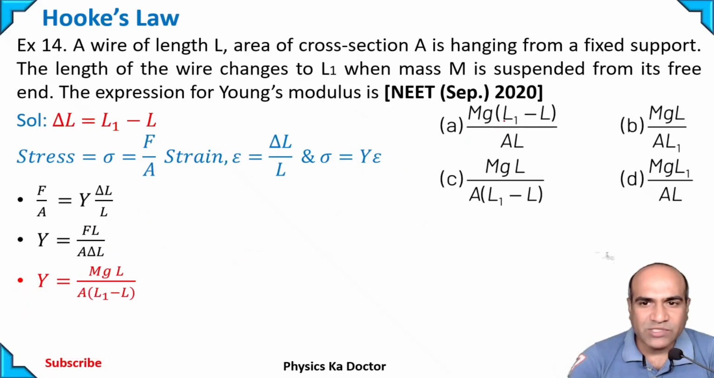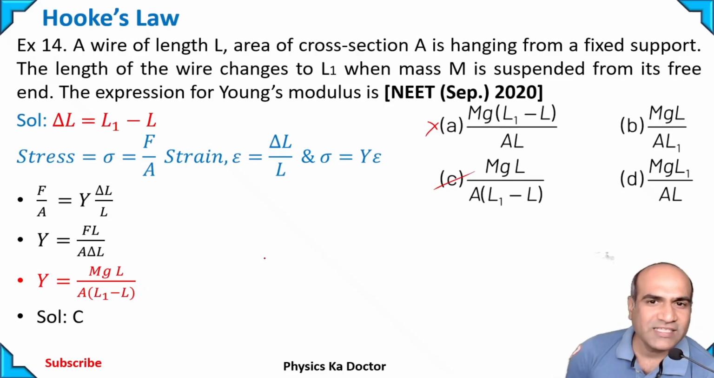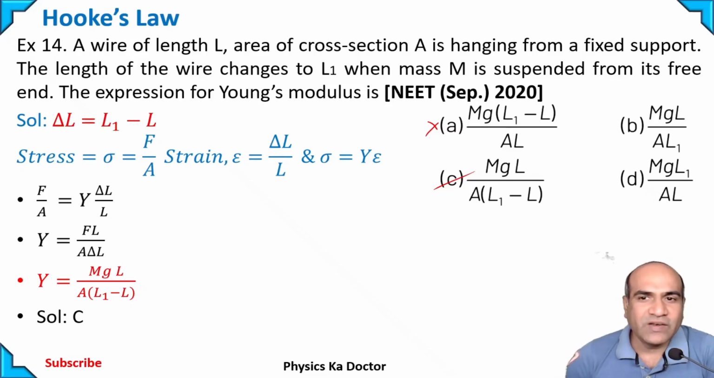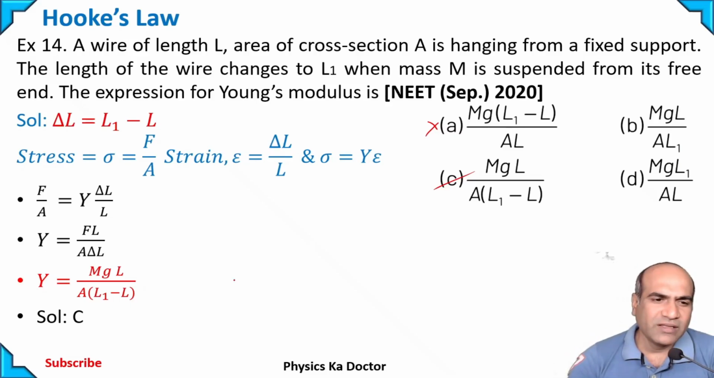So Y is equal to M g L by A times L1 minus L. So option A is not correct, and solution number C is the correct answer. See, this kind of question you will see in the NEET and JEE examinations. Sometimes they seem very simple, and actually they are. Let's go to the next example.